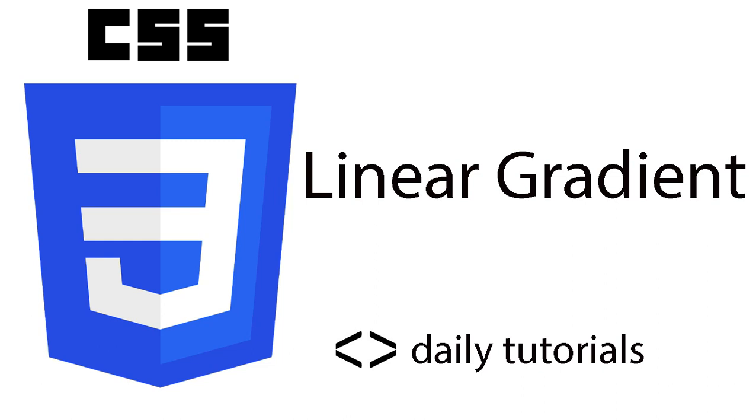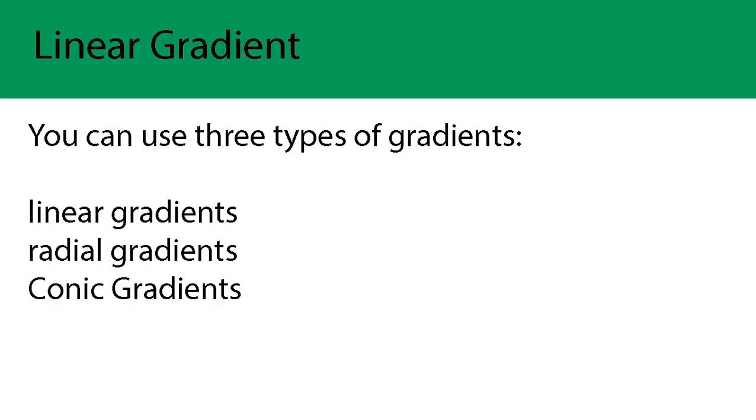Welcome to today's tutorial on linear gradient. A gradient is a combination of two or more colors in which one color gradually or sometimes quickly transitions into the next. There are three color gradients, one of which is linear gradient, which transitions from one color to the next along a straight line.